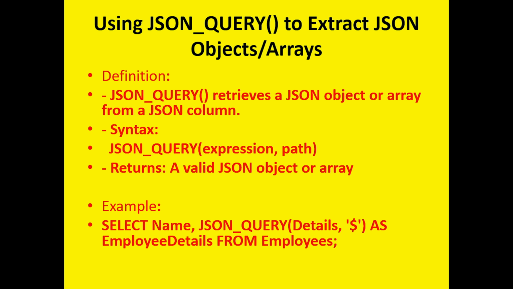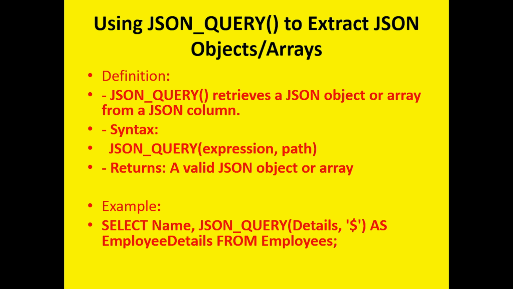Okay. So when you practice, then only the concepts become much stronger. Now, another function is JSON_QUERY, to extract JSON objects or arrays. JSON_QUERY retrieves the JSON object or array from a JSON column. This is the syntax: expression and path. It returns a valid JSON object or array.